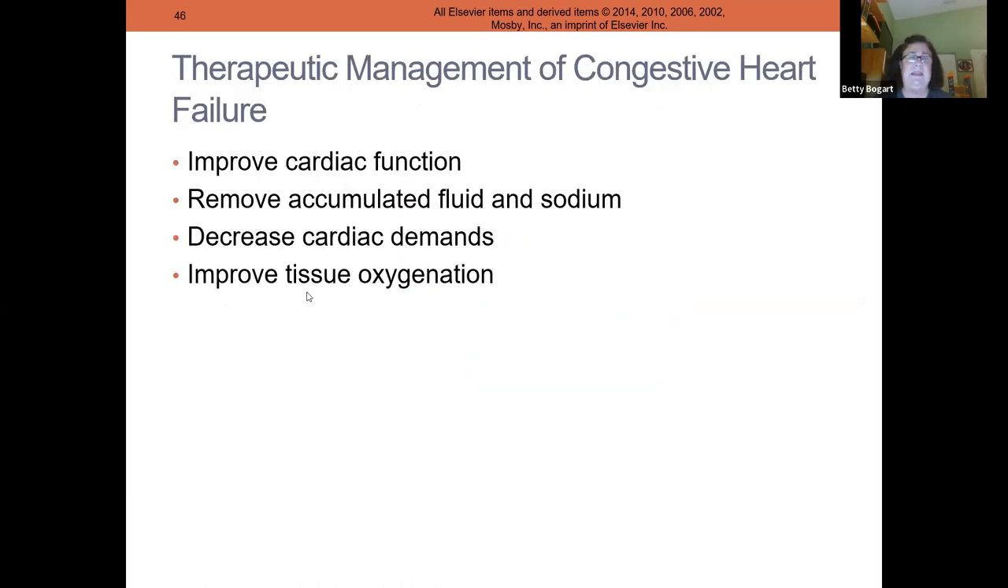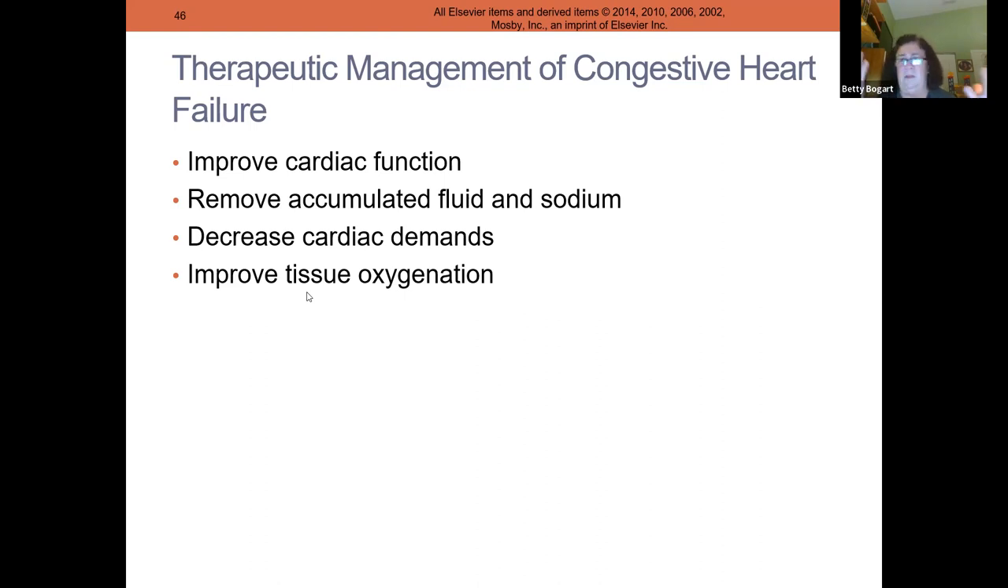How do we correct these things? Well, we need to improve cardiac function. Well, how can you improve it with all of this fluid? Well, you're going to give some sort of diuretic, furosemide. All the meds you give to an adult, we give to children. There's no special pediatric drugs. We give them milligrams per kilogram, micrograms per kilogram, same thing as adults, digoxin.